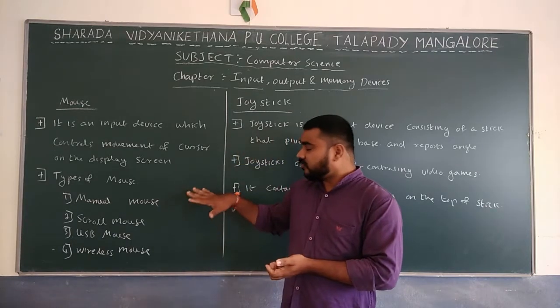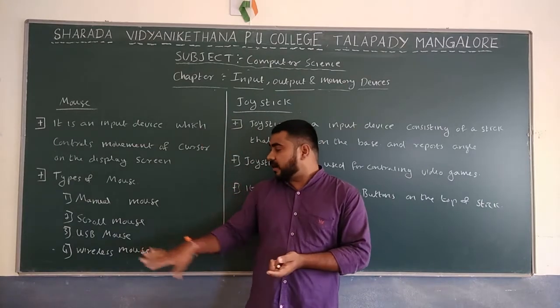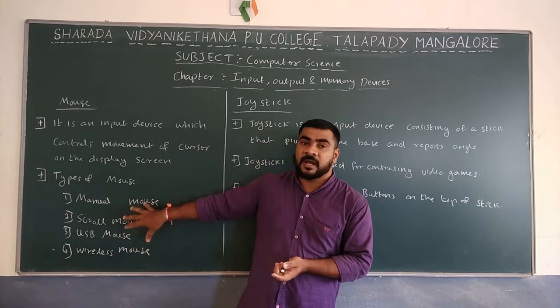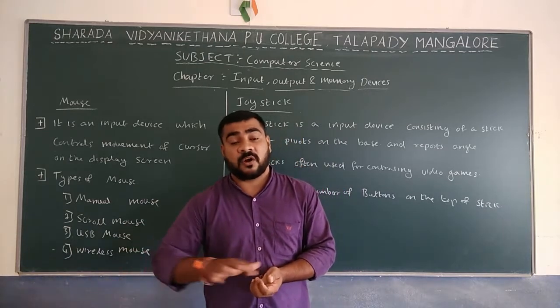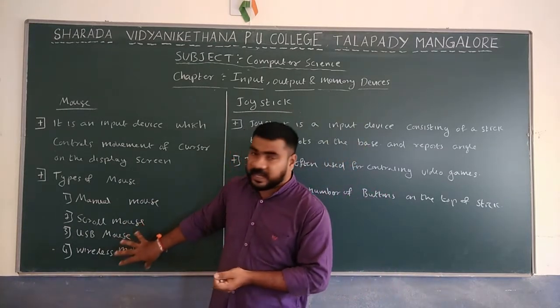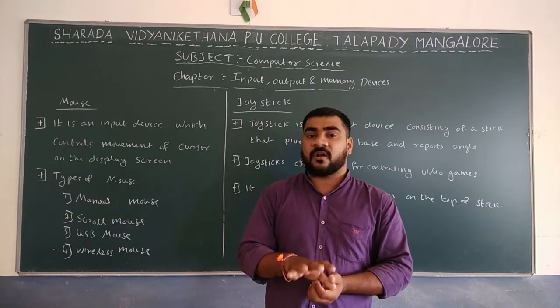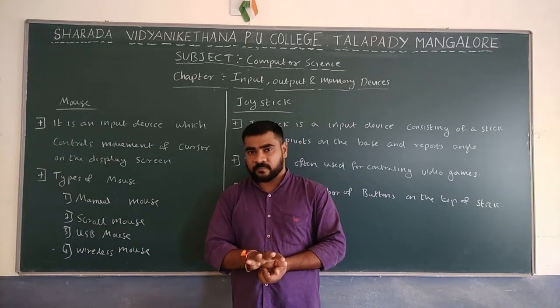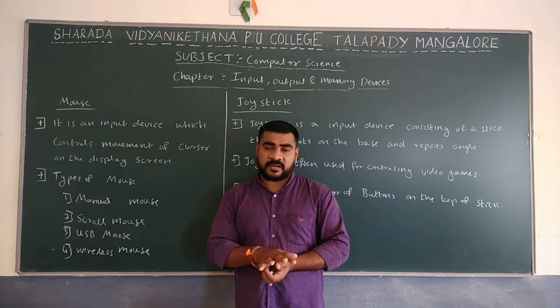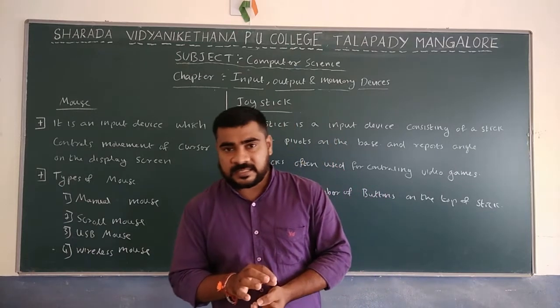Next type is the scroll mouse. The first type is the manual mouse, and the remaining 3 types are known as optical mouse. In an optical mouse, we are not using the rubber ball or metal ball, and we are not finding the x-axis and y-axis. We are just using laser beams.